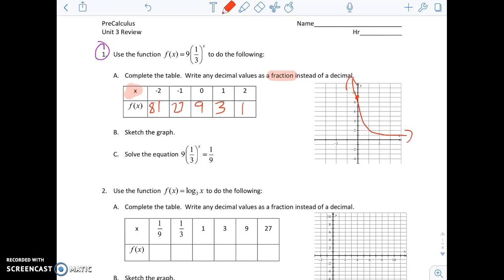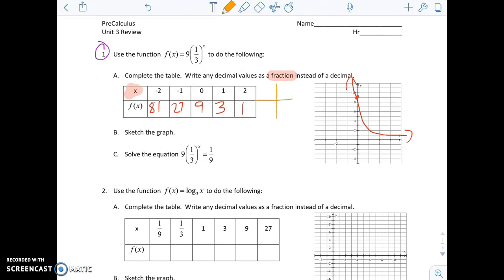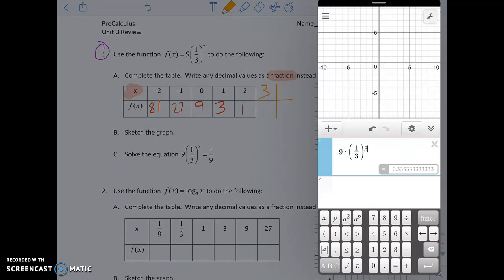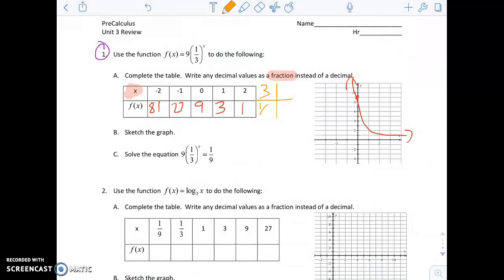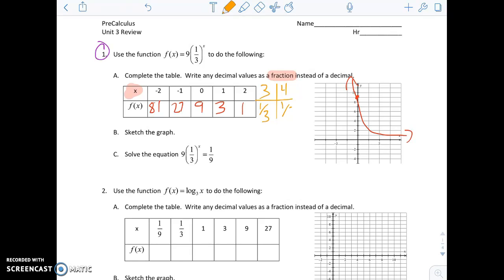So for part C, solving this equation, there are actually 3 ways we can do this. The first way is we can start with our table at the top and extend it a little bit, see where it goes. If I plugged in 3 for x instead of 2, I get 0.33333, which is 1/3. If I plug in 4, I'm going to get 0.111111, which is 1/9. So that's one way to do that. You'll get x equals 1/9.